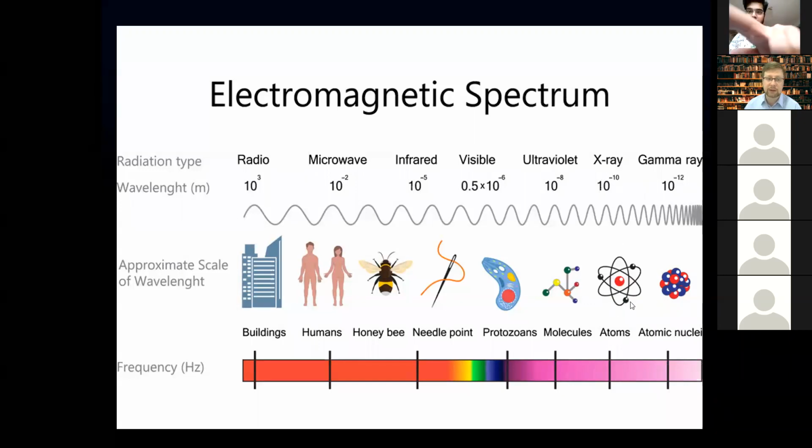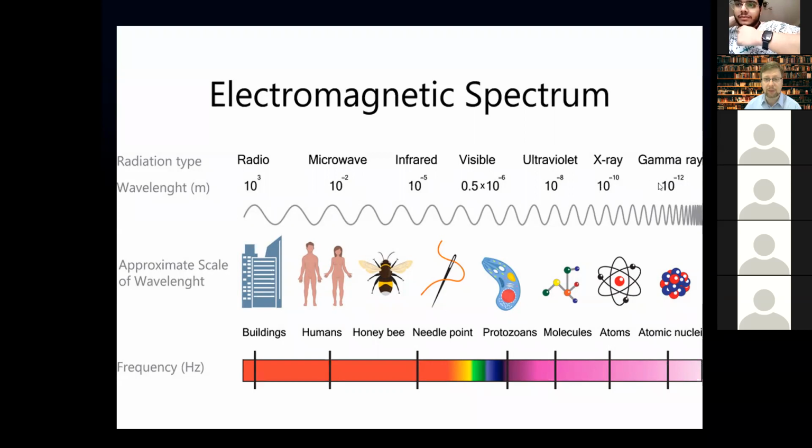Yeah, for instance, visible light is on the scale of protozoans and cells. And microwaves have a very big wavelength, on the level of the size of humans. And this is the frequency. It's also a colorful chart. You can see the place of X-ray waves and also gamma rays.